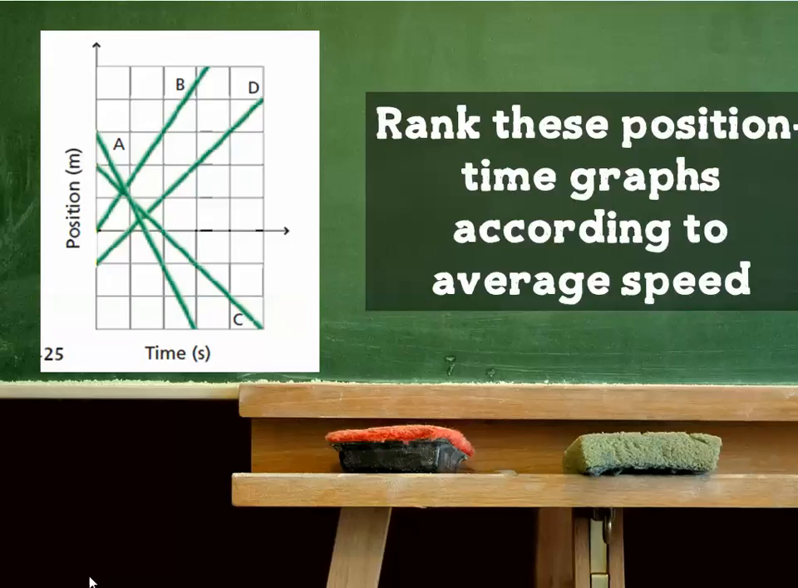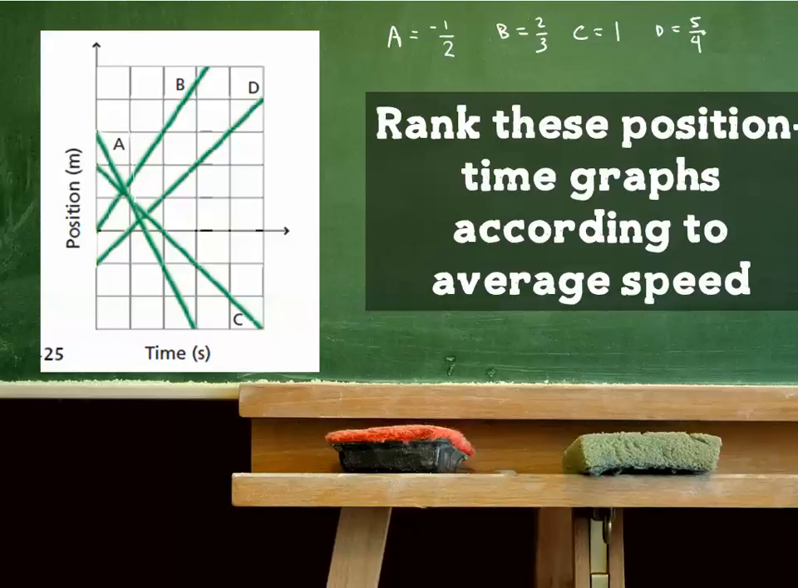So finally, just a couple review questions. See if you can rank these position time graphs according to their average speed. You should have gotten that the highest average speed is going to be based, these are all based on the slope. So A's slope is over 1 and down 2. It's actually negative 1/2. B's slope is going over 1, 2, up 3, so 2/3. C's slope is moving over 2, down 2, so 1, and D's slope is over 5, up 4.